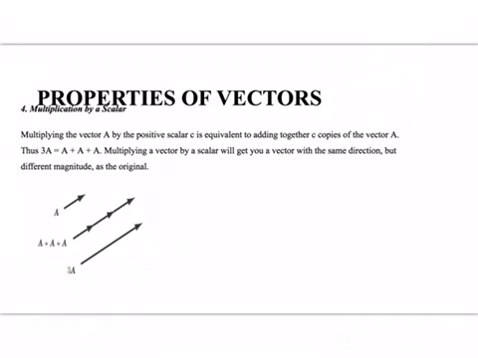Multiplying the vector A by the positive scalar C is equivalent to adding together C copies of the vector A. Thus 3A means A plus A plus A. Multiplying a vector by a scalar will get you a vector with the same direction, be careful about it, but different in magnitude. So this is my A vector. 3A means summing three A vectors, so they're in the same direction. So this vector has the same direction as A, but 3 times its magnitude.